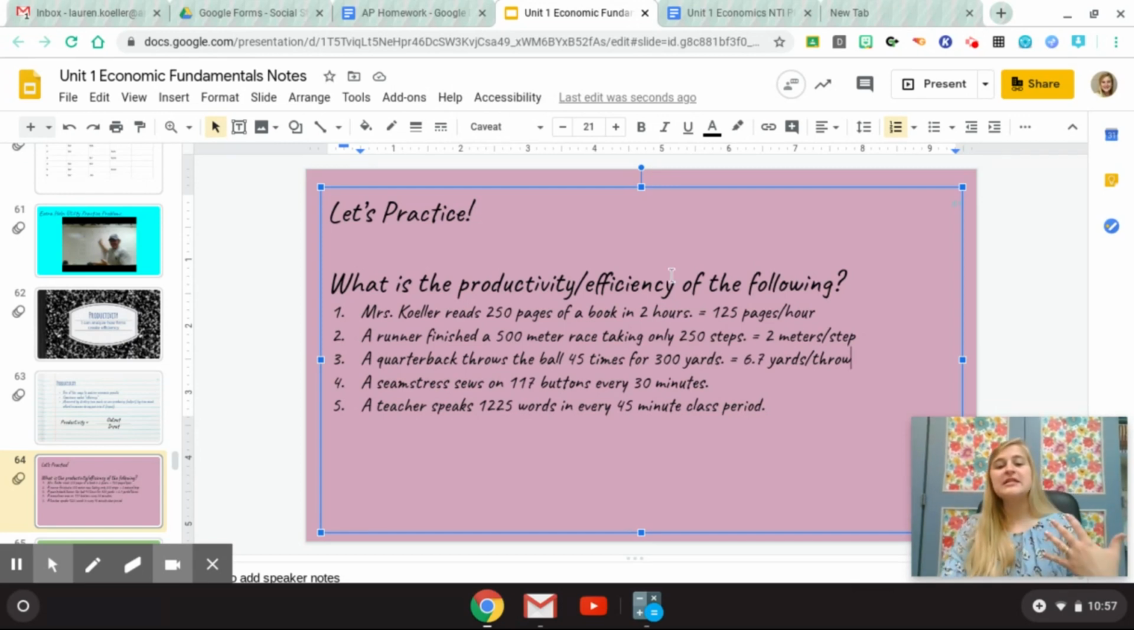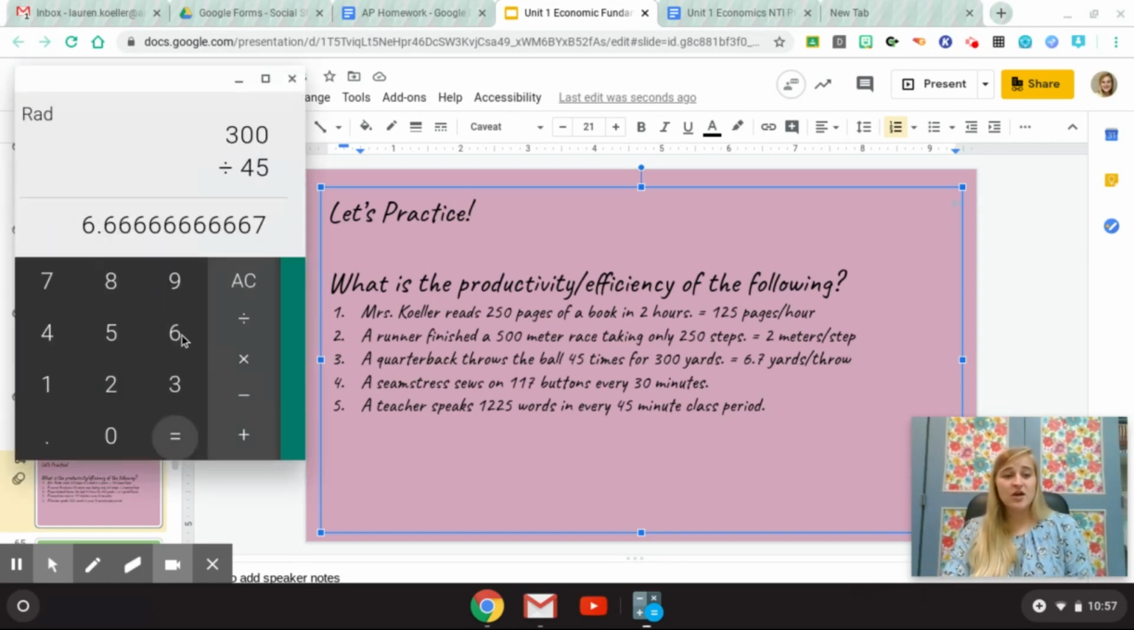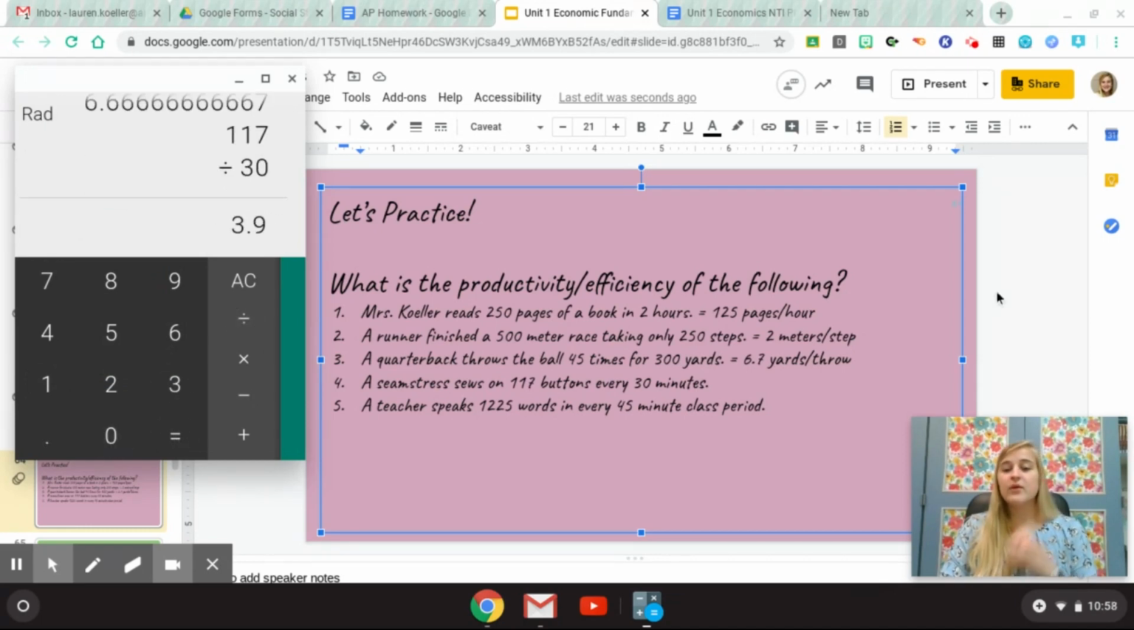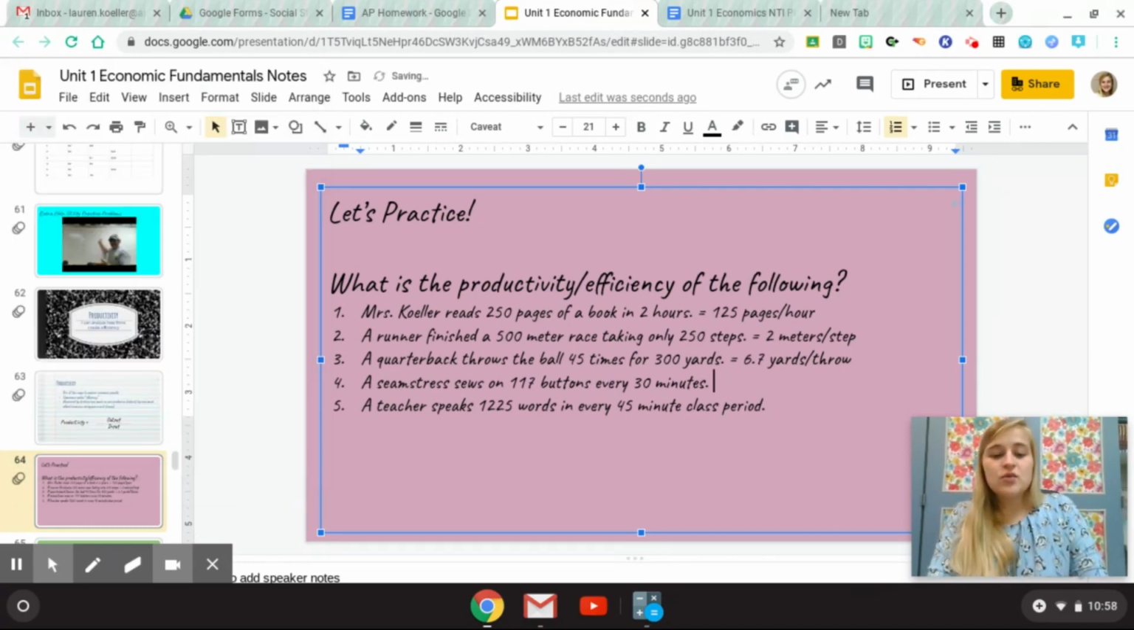A seamstress sews on 117 buttons every 30 minutes. So what is her productivity? What is she making? What is she putting out into the world? 117 buttons. How long does it take her? 30 minutes. 117 divided by 30 equals 3.9. Okay, it's 3.9 what, Miss Keller? Well, what was her output? 3.9 buttons. And what was her input? Per minute.